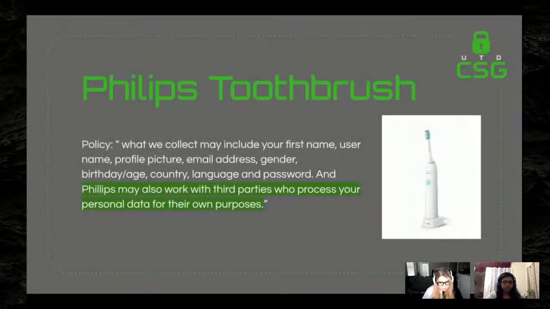So one such example is the Philips Sonicare Bluetooth toothbrush. It connects to an app to reveal brushing habits. In the policy, it states that what we collect may include your first name, username, profile picture, email address, gender, birthday, age, country, language, and password. The next line is important. And Philips may also work with third parties who process your personal data for their own purposes. Now they leave it up to you to find those other privacy policies that relate to these third parties and figure out what they are doing with your data.